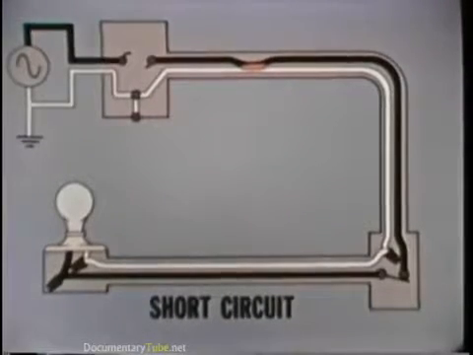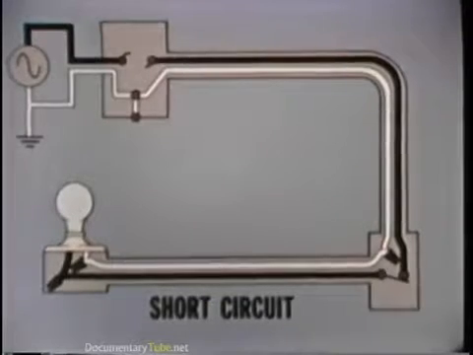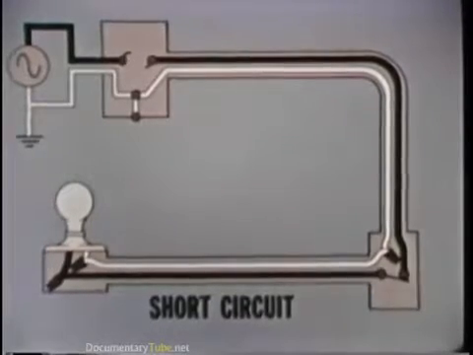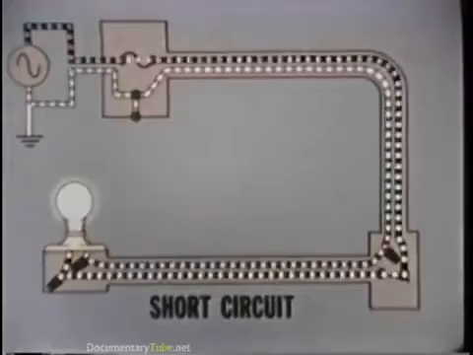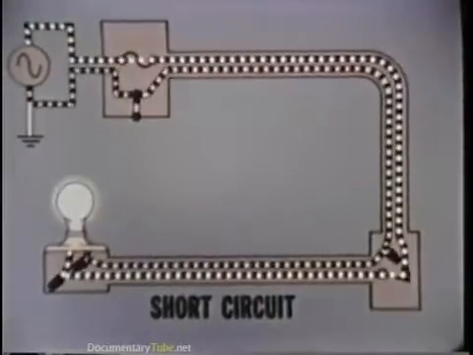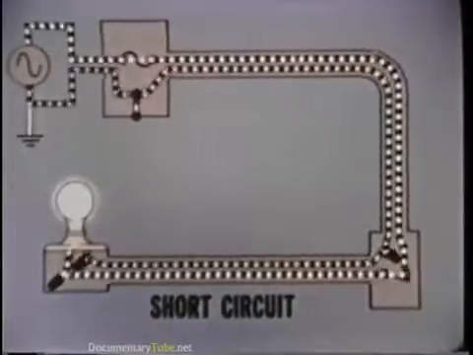To correct the short, the damaged wires must be separated and, in most cases, replaced. Then, replacing the fuse or resetting the circuit breaker restores the circuit to normal operation.